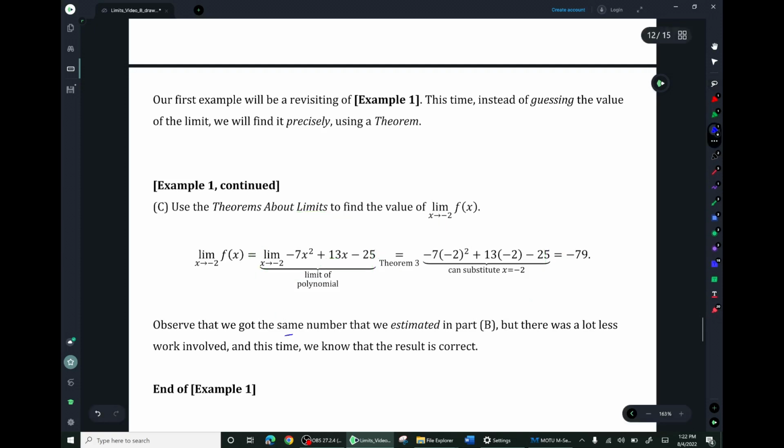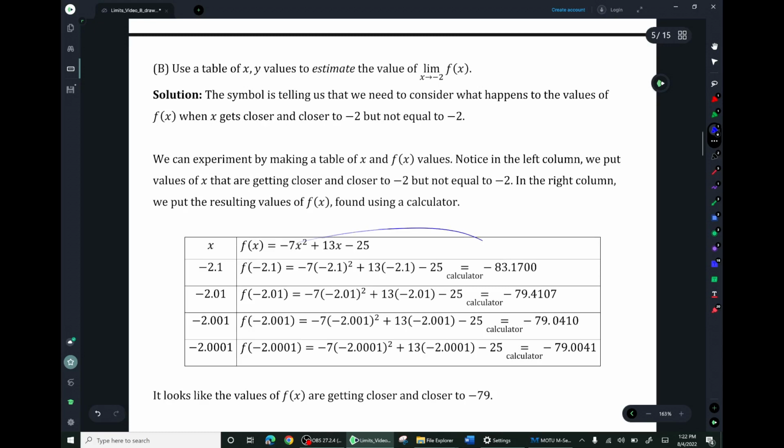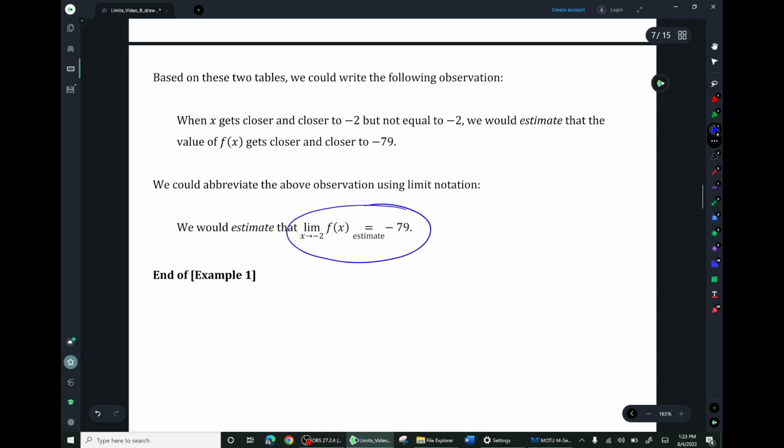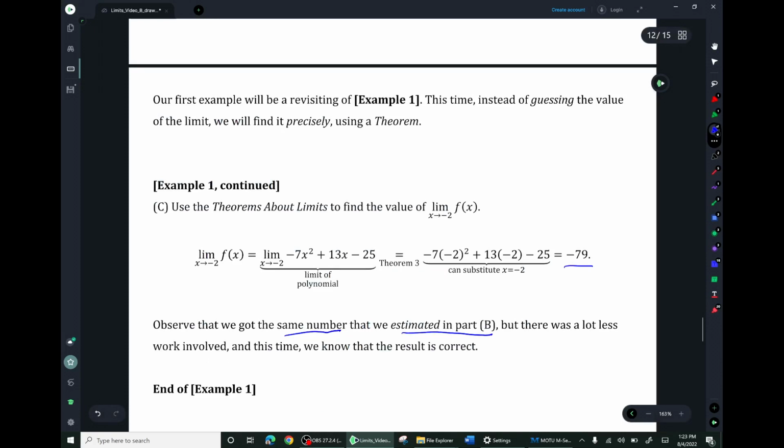Now observe that we got the same number here, -79, that we estimated in part B. In part B, using these tables of values, that table and this table, we estimated that the value of the limit was -79. That was a lot of work. So we got the same answer here, but there was a lot less work involved. And this time we know that the result is correct. In part B, we just estimated. We weren't really positive that the limit had value -79.